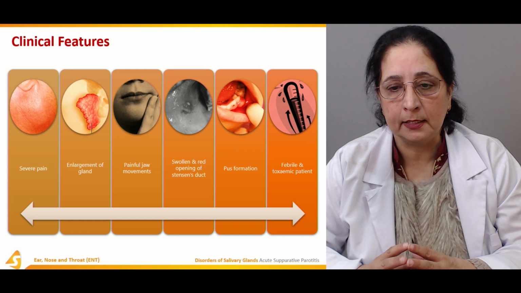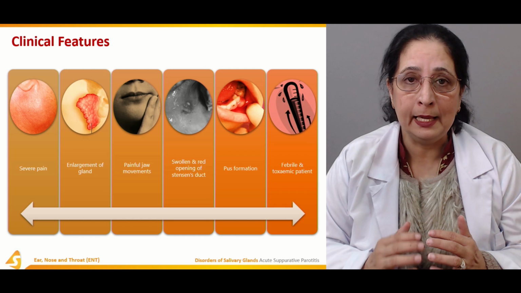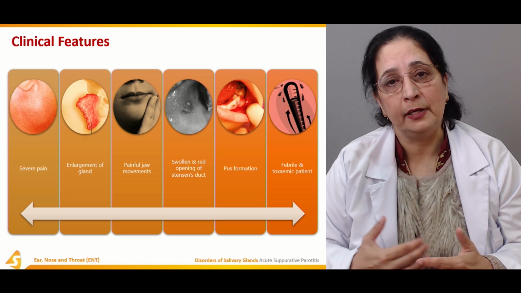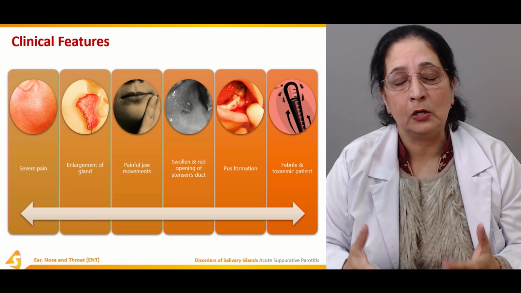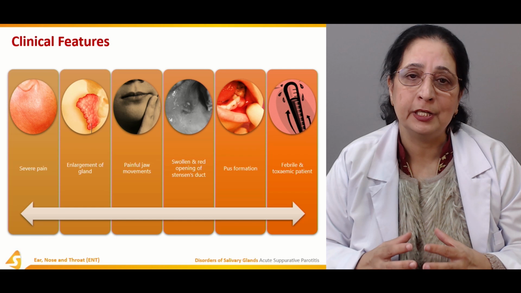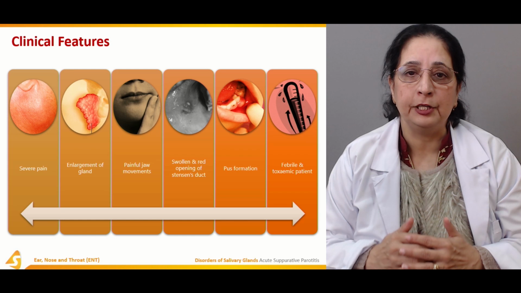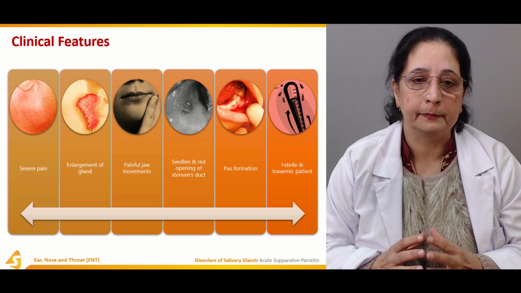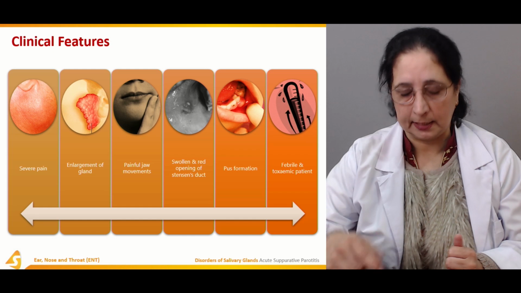And then there is fever, and the patient is toxemic, with an ill-looking appearance, very high fever, tachycardia, and malaise. All these features represent that the patient is toxemic. So all these are the clinical features and presentation of the condition known as acute suppurative parotitis.